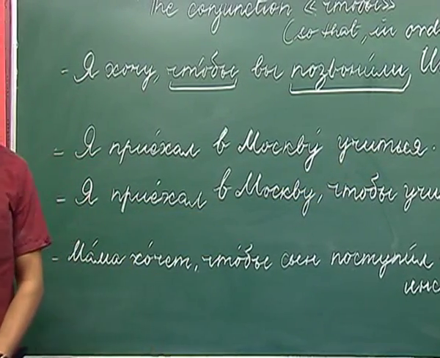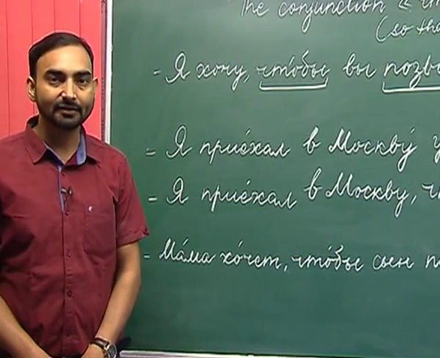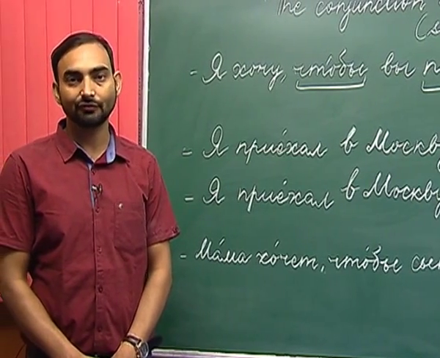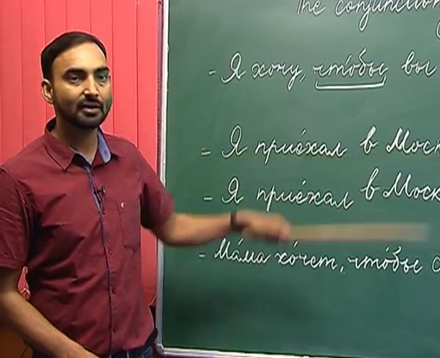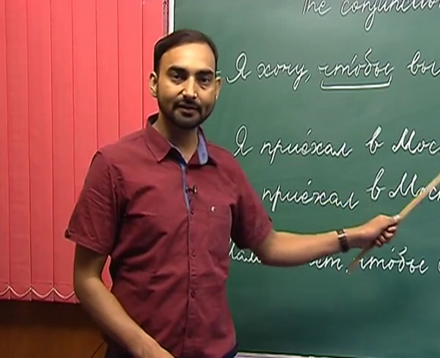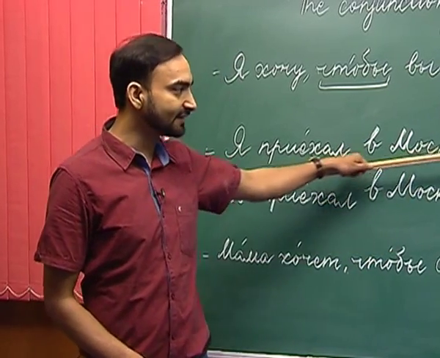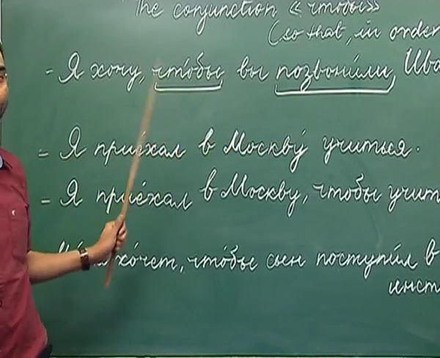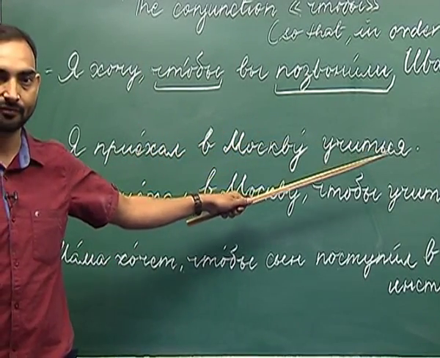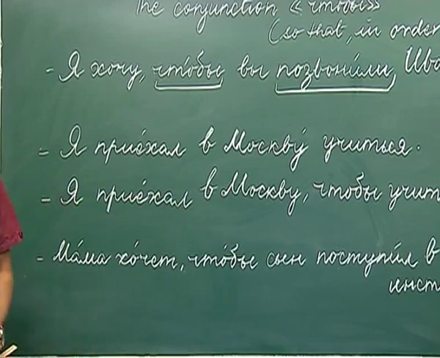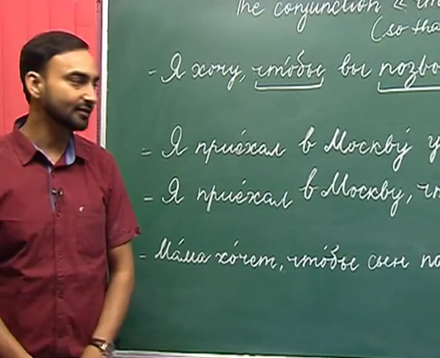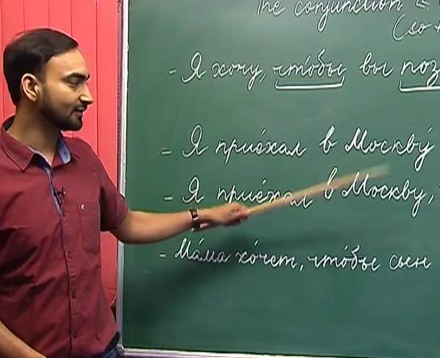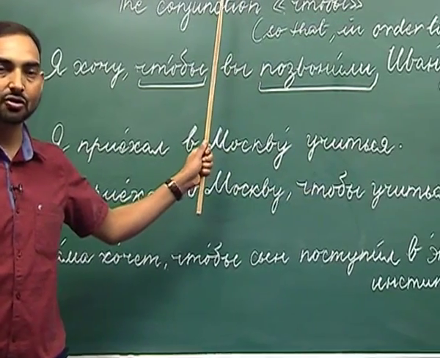As we have already discussed, if there are two verbs in the same sentence, we do not need to conjugate the second verb. That is why uchitsa is in the infinitive form. Я приехал в Москву учиться, I have come to Moscow to study. The same sentence can be denoted in a complex sentence with the use of the conjunction shtoby.